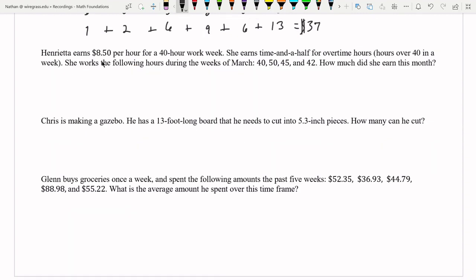Henrietta earns $8.50 per hour for a 40-hour work week. She earns time and a half for overtime hours. And those, of course, are going to be hours over 40 in a week. She works the following hours in the weeks of March.